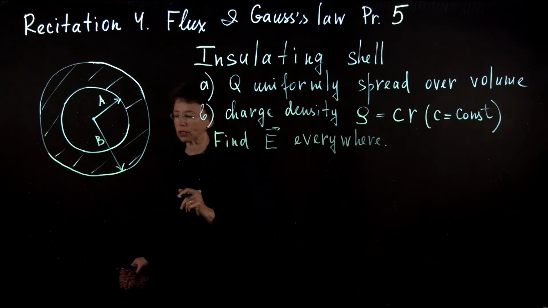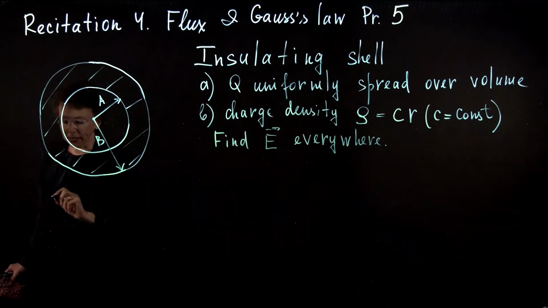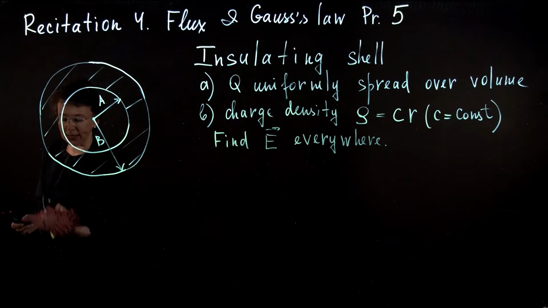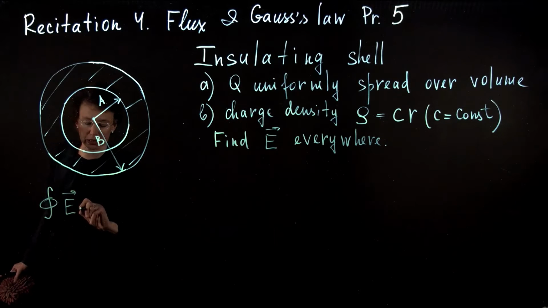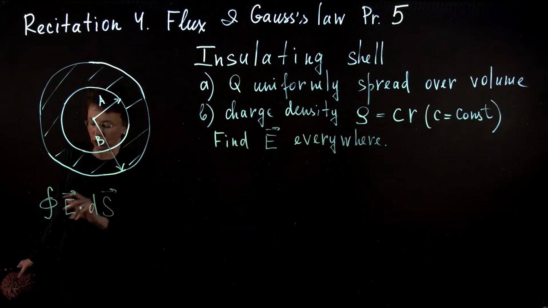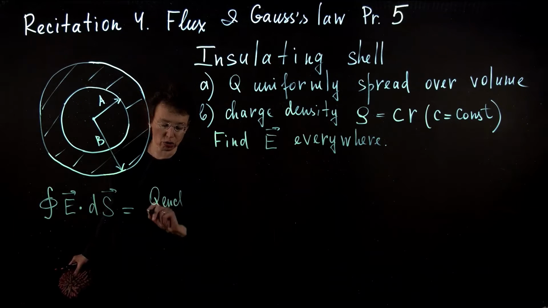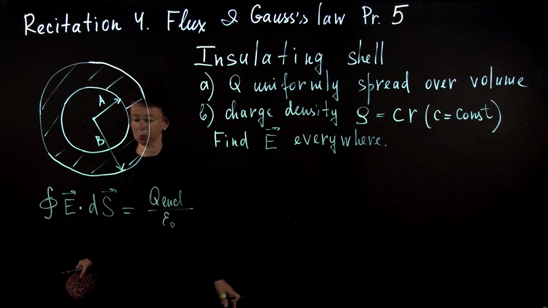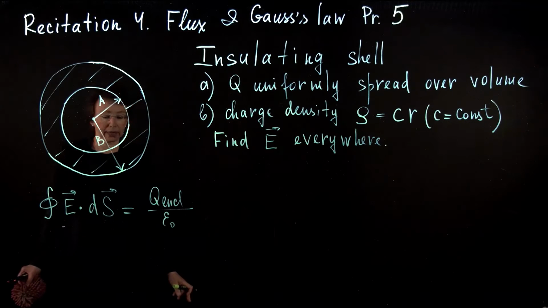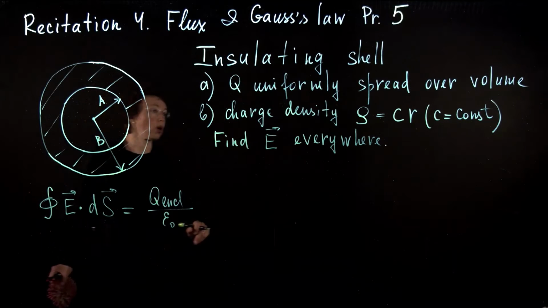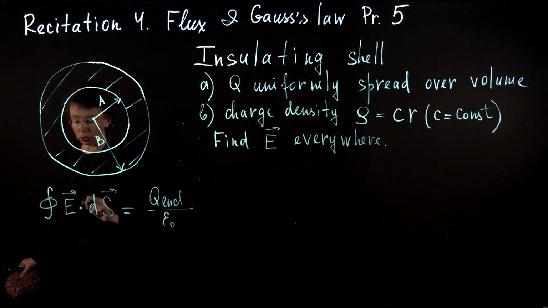We will use Gauss's law to find the electric field everywhere. Gauss's law states that the flux of the electric field, the integral of E dot dS through a closed surface, is equal to the charge enclosed by this surface divided by epsilon naught. S stands for the surface area. This is Gauss's law, and now we need to write the definition of charge per unit volume.